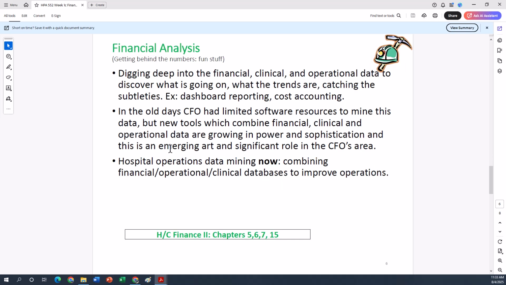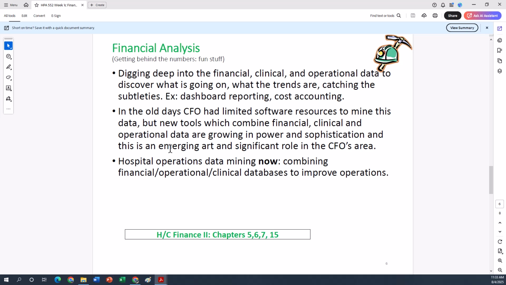Financial analysis, this is what I call the fun stuff. It's going to be a major focus of the class, chapters 5, 6, 7, and 15. It's really digging into the operational data to discover what's going on. In the old days, we had limited resources to do that. Now it's just amazing, especially with the EMR feeding the analytical systems, and we'll go into that.